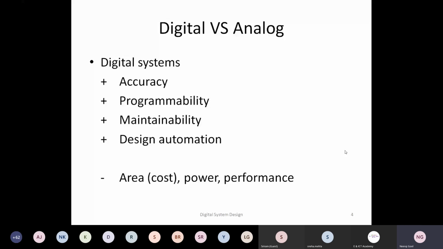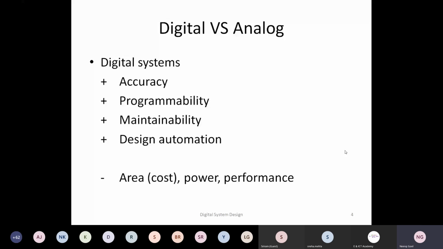They can be maintainable, and design automation is also an important part, because we can make any level of complexity in the digital system. On the other hand, if I want to do the same thing in analog, the design complexity is very high. We are still not able to achieve any major achievements in the automation of analog systems. We still have to work transistor by transistor. So the disadvantage would definitely be area, power, and performance.